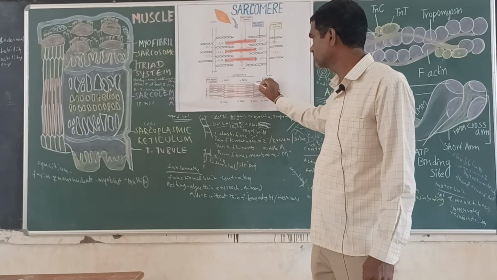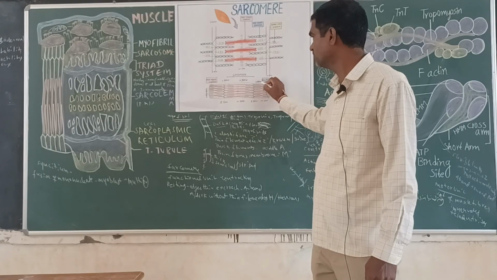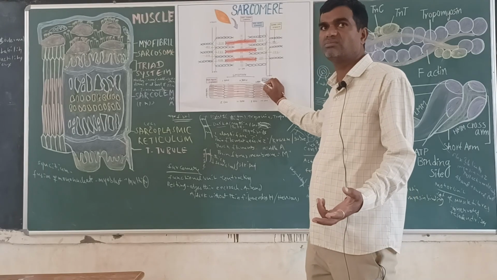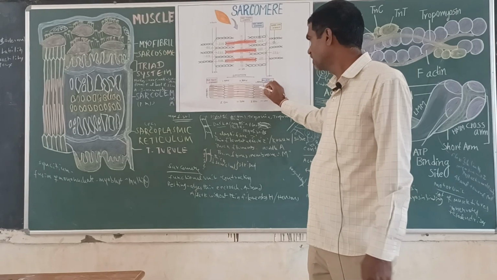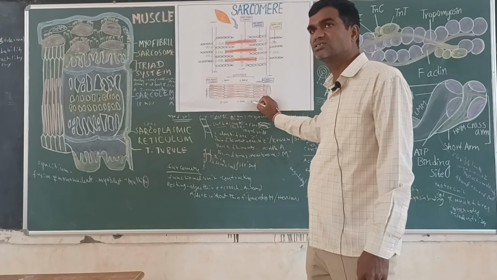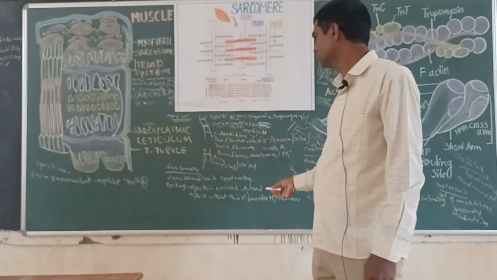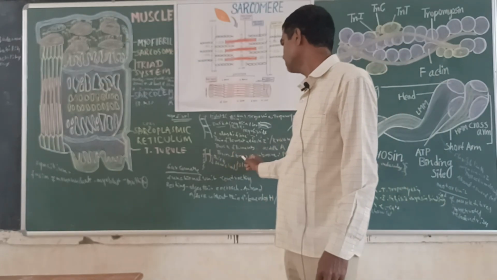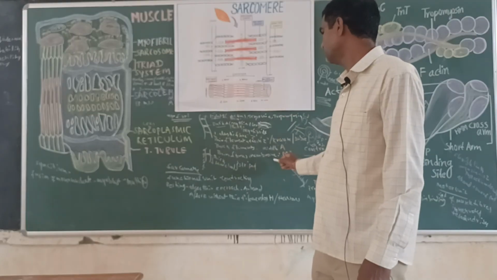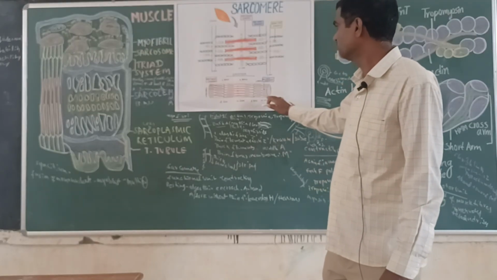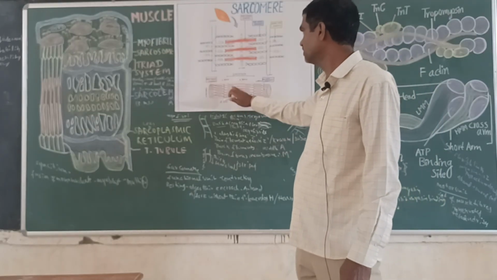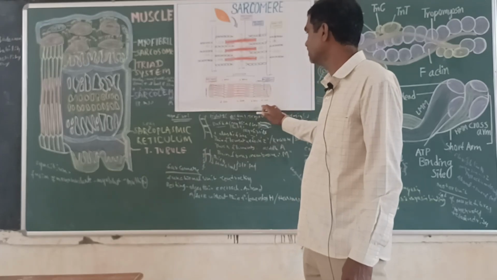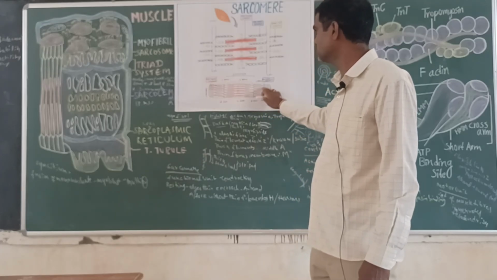So the above region is the I band. I band means isotropic band, with thin filaments. Opposite here, the Z line is crossing. And next is the thin filament. This is the thin filament. It contains a fibrous membrane. The membrane is called the M band. The M line is present here. So this is the M line.